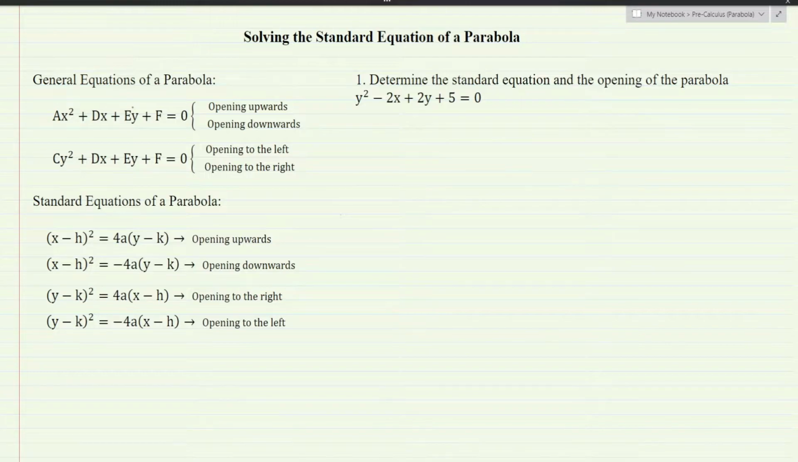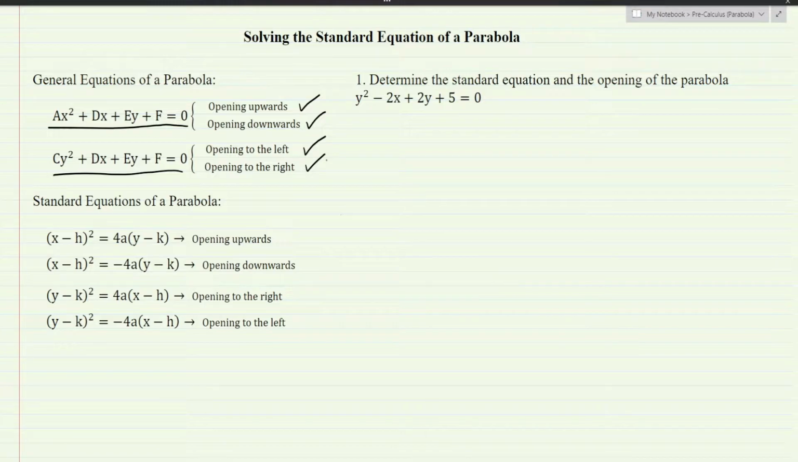So we have here two equations, the first one being ax squared plus dx plus ey plus f equals 0. This is the general equation when the parabola is either opening upwards or downwards. The second equation here is cy squared plus dx plus ey plus f equals 0. Now, this is the general equation when the parabola is either opening to the left or to the right.